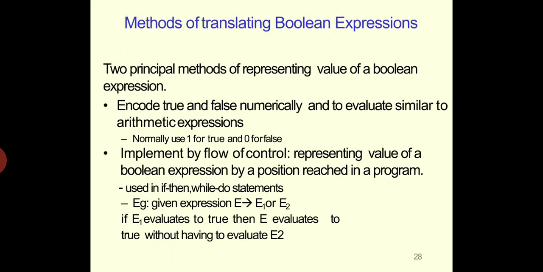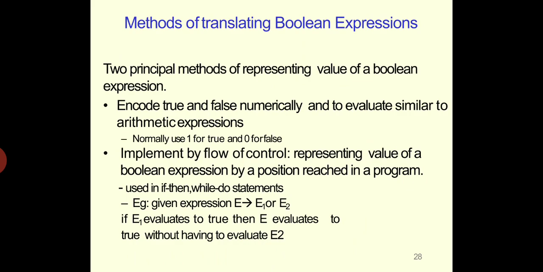Methods of translating Boolean expressions is important. There are two methods of representing the value of a Boolean expression. First, we can encode the value of the Boolean expression numerically as true or false, and that Boolean expression will be evaluated similar to an arithmetic expression. Normally we use 1 for true and 0 for false, or you can say that any non-zero value can be used for representing true. Always 0 represents false.